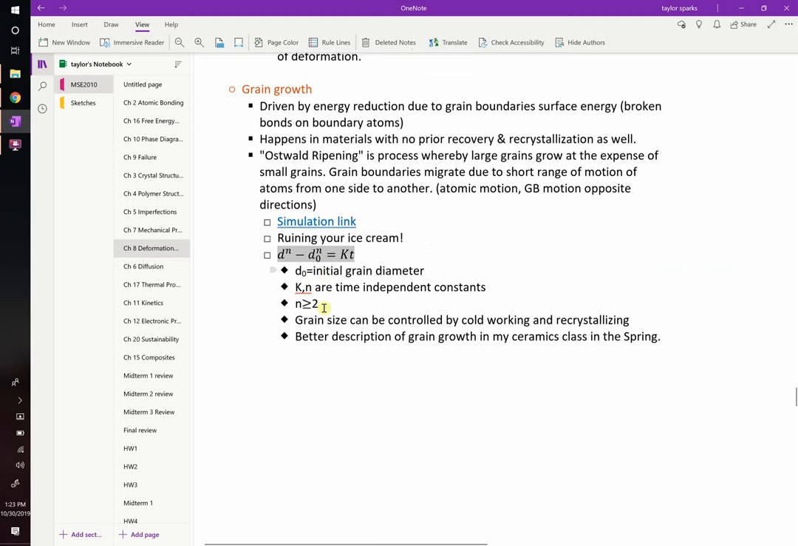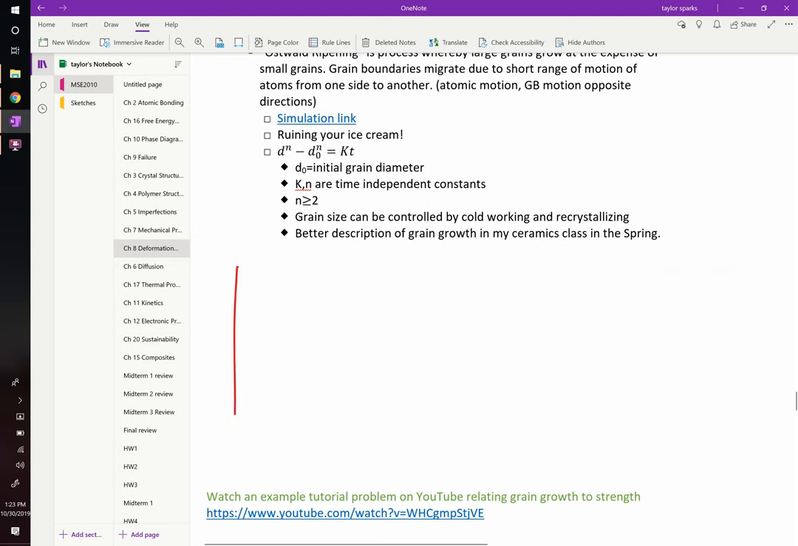Now, why does it happen? Why does grain growth occur, and how does it occur is kind of interesting.